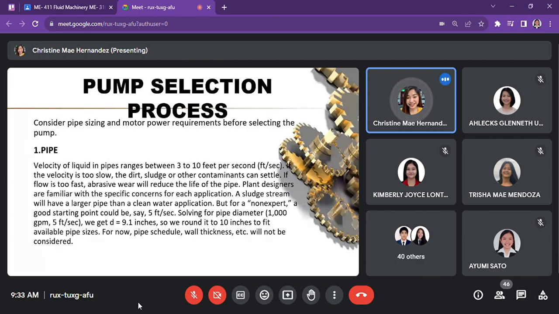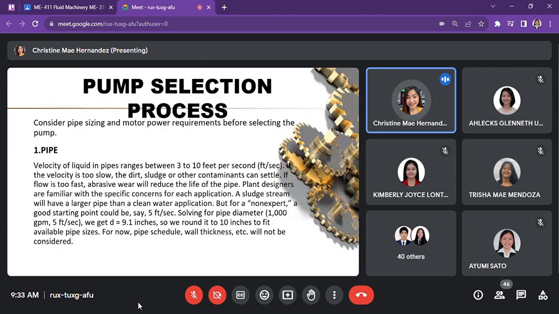So, ang gagawin mo, pag magse-select ka ng pump, is ira-round off mo. So, ira-round off mo, 9.1, gagawin mo siyang plus 1. So, 10 inches. Ang bibilhin mong pipe size or yung may diameter na 10 inches. So, gagamitin mo lang yung Q is equal to area times velocity.